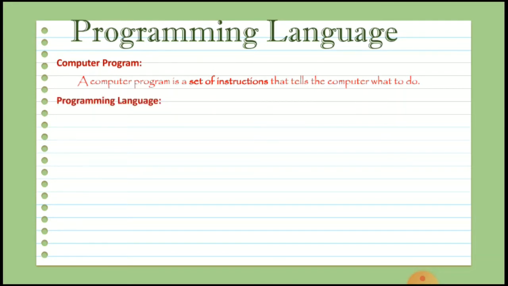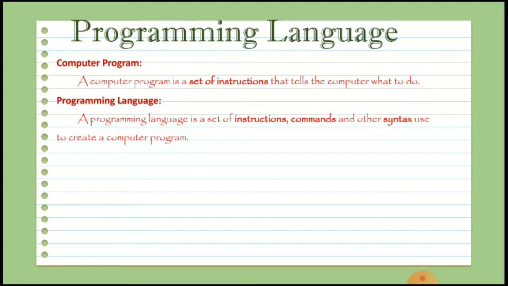So what is programming language? A programming language is a set of instructions, commands and other syntax used to create a computer program. An instruction means a particular order is given to a computer by a computer program. A command means a specific instruction is given to a computer to perform some kind of task.